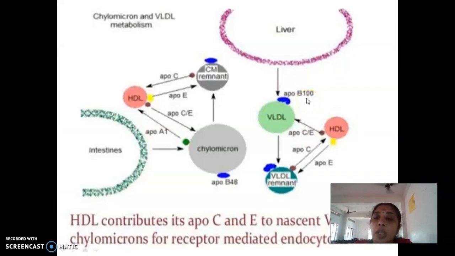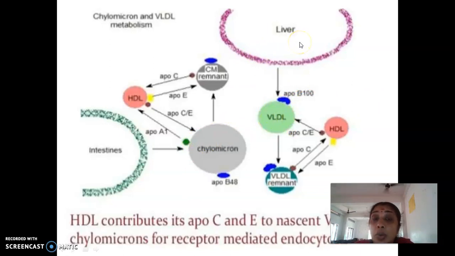So even though both ApoB100 and ApoB48 are products of the same gene, ApoB100 is synthesized in the liver while ApoB48 is synthesized by the intestinal cells or enterocytes. Right? So the gene is the same, but in the intestine it undergoes a modification known as mRNA splicing, so that the size is reduced to 48% of the total size of ApoB100. Right? So that's the only difference between chylomicron and VLDL.